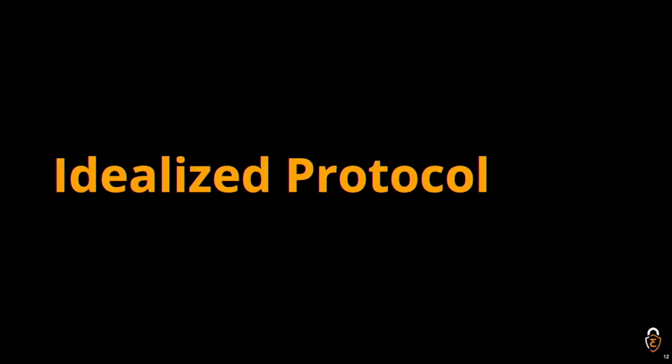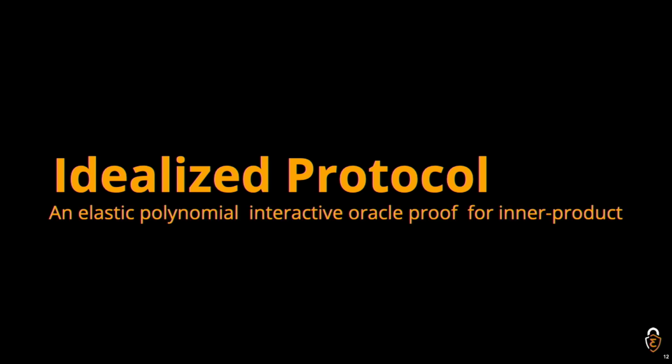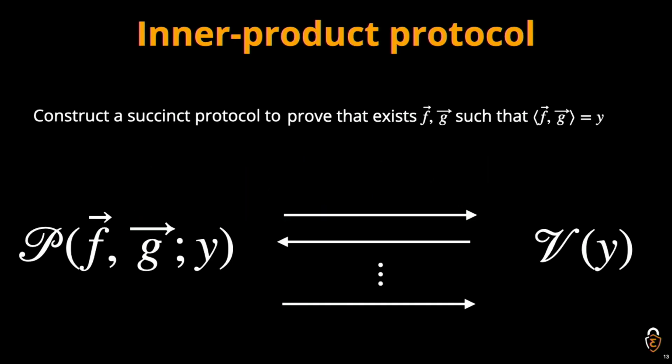So the idealized protocol is pretty complex, so I will focus only on one particular subcomponent there, which is the inner product protocol. And the inner product protocol is the cornerstone for a lot of designs of SNARKs, because if you think about R1CS, you have all these linear operations, so it's only natural that the inner product pops up. And so again, here what we want to do is create a protocol where the prover shows that there exist two vectors, f and g, such that their inner product is equal to some y.